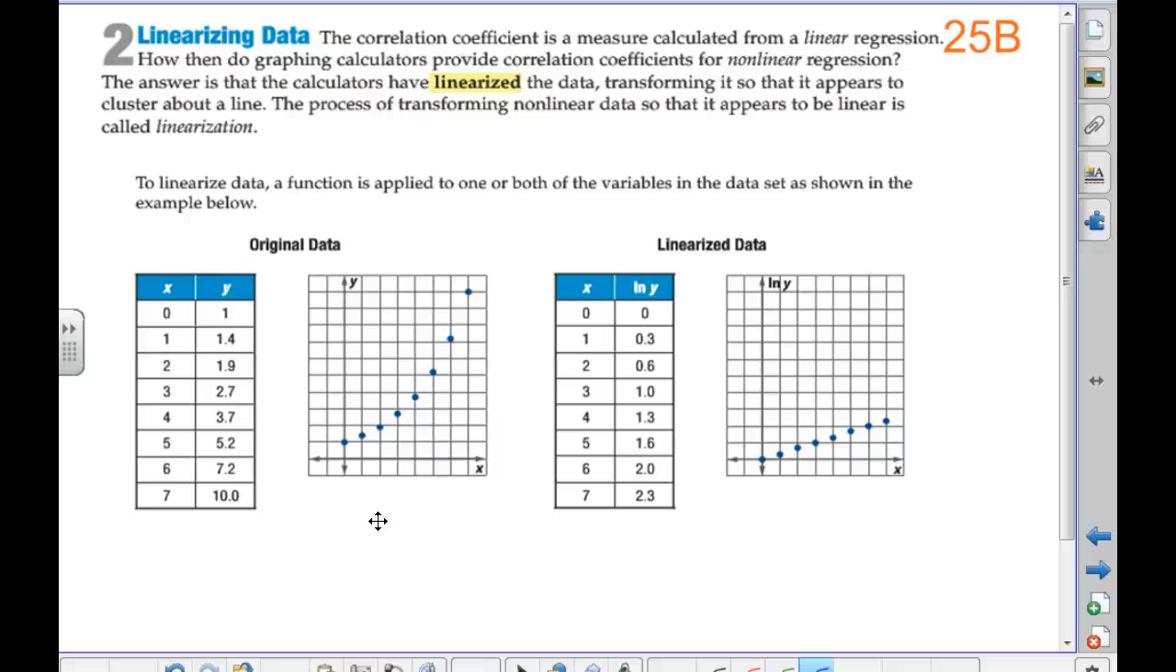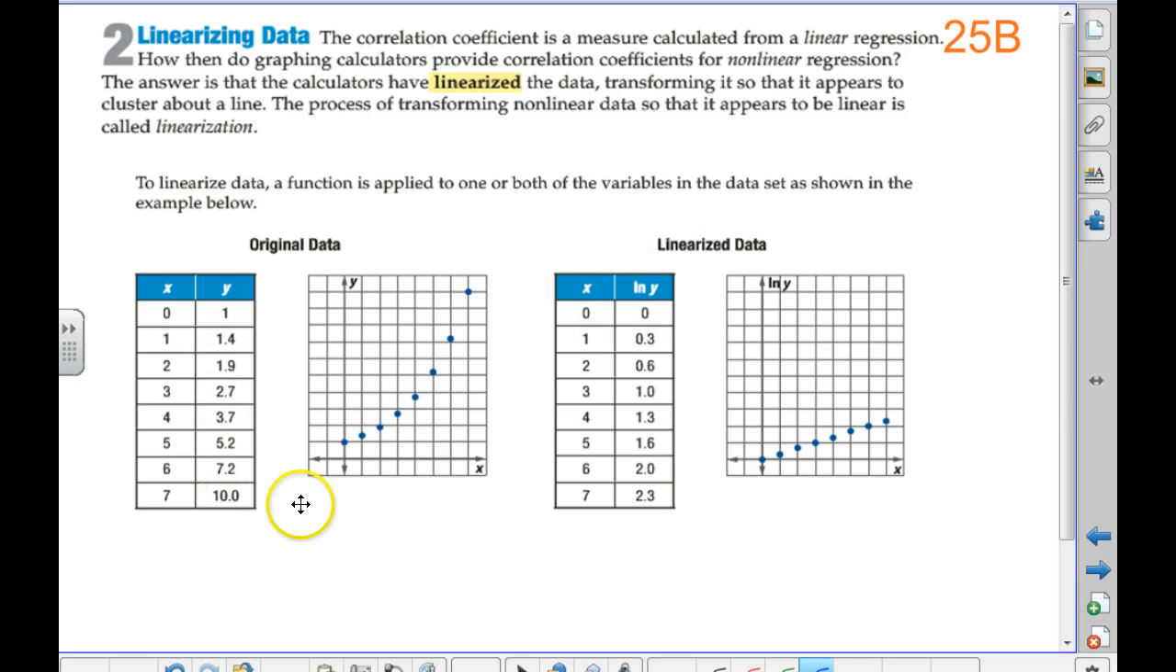The answer is that the calculators have linearized the data, transferring it so it appears to cluster about a line. The process of linearizing data has you taking, for example, an exponential equation. You would take the log to make it linear. So here's a set of data that looks very exponential. And over here, they've taken, right here, does everybody see this is x versus the natural log of y?